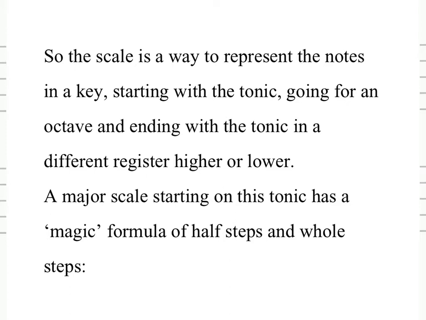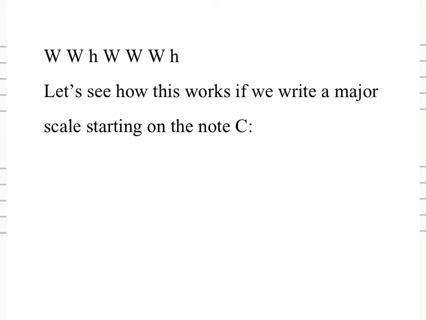So a scale is a way to represent the notes in a key, starting with the tonic and going for an octave and ending with the tonic in a different register, higher or lower. A major scale starting on this tonic has a magic formula of half steps and whole steps. So from there, we'll go whole step, half, whole, whole, half. So let's see how this works if we write a major scale starting on the note C.